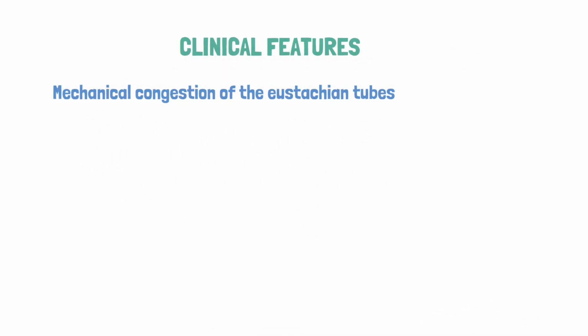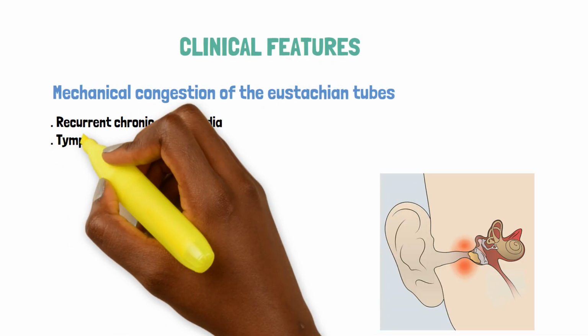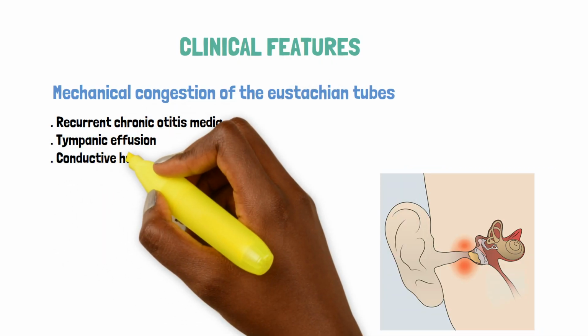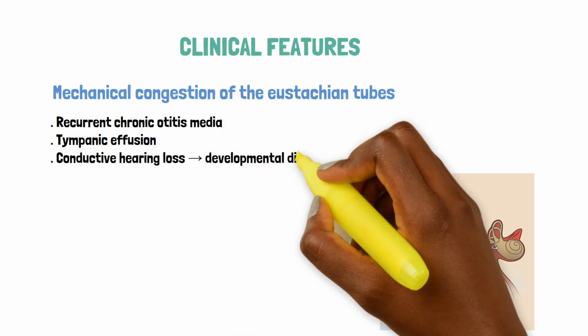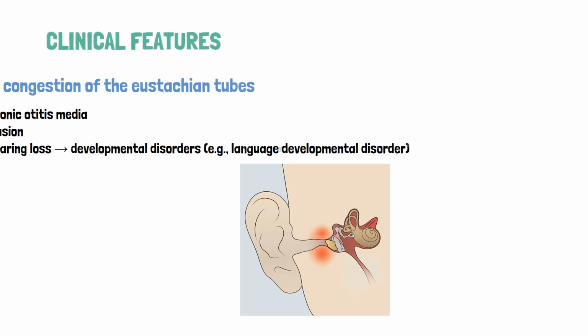Mechanical congestion of the eustachian tubes presents with recurrent chronic otitis media, tympanic effusion, and conductive hearing loss, which result in velomental disorders, example, language velomental disorder.